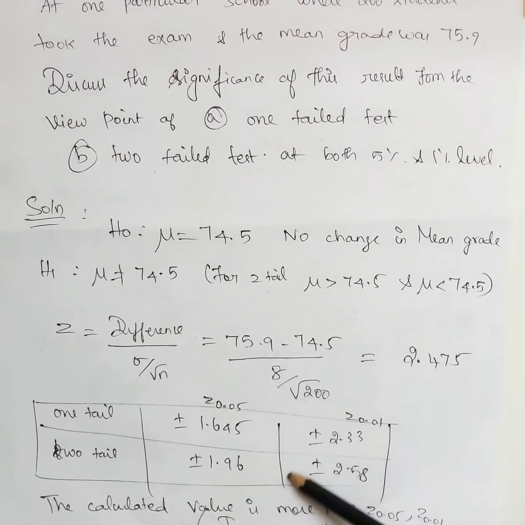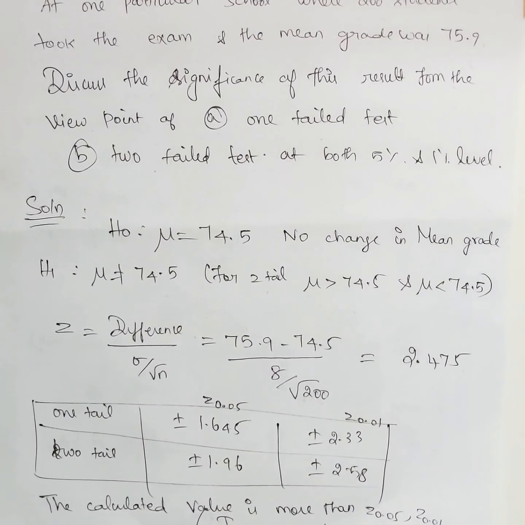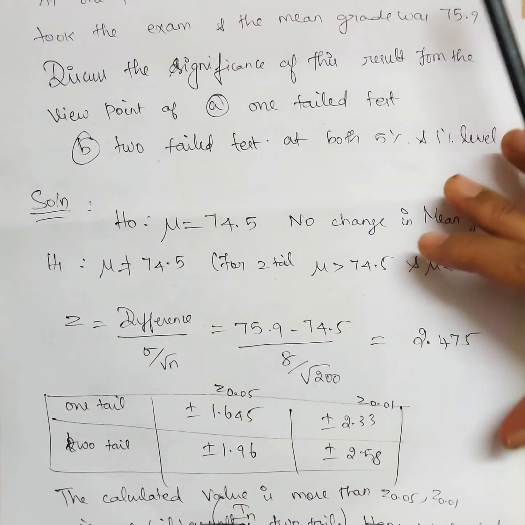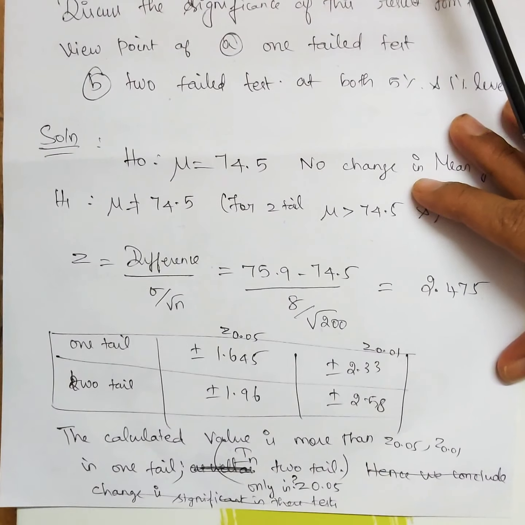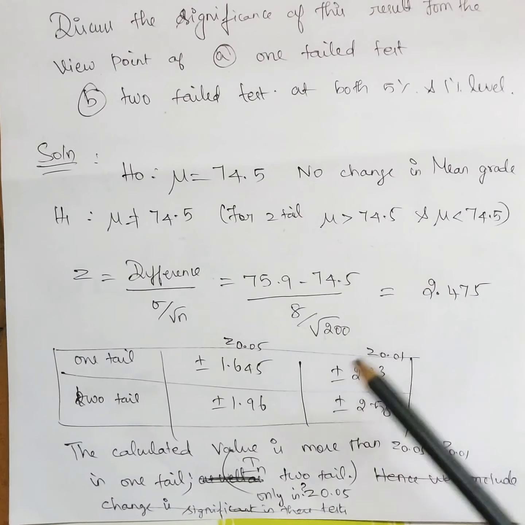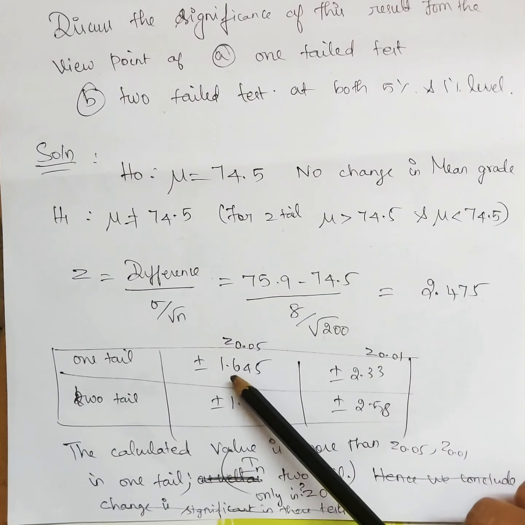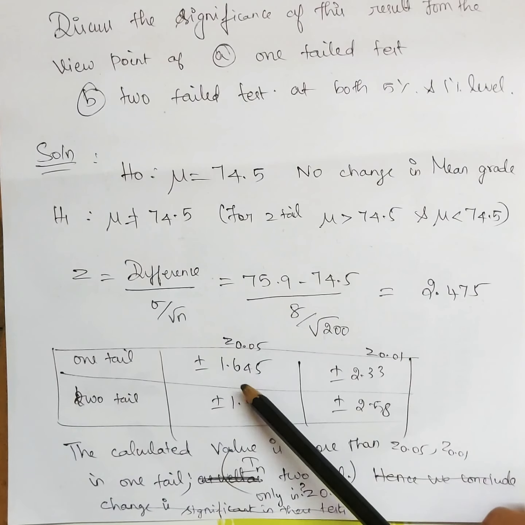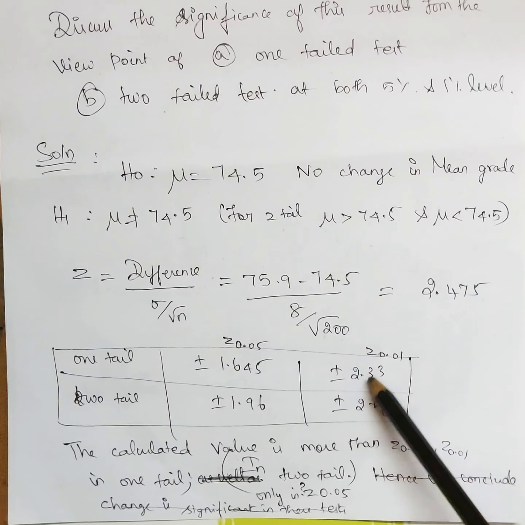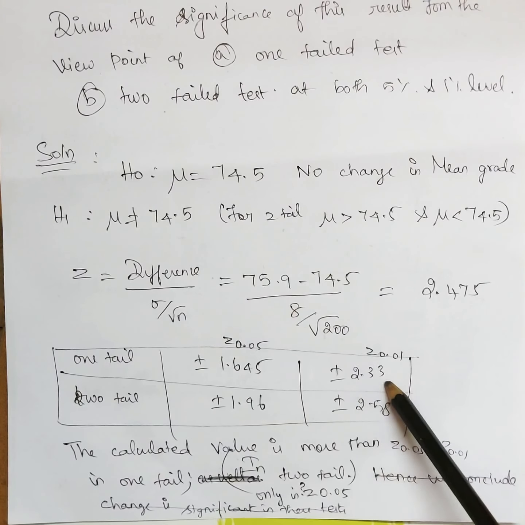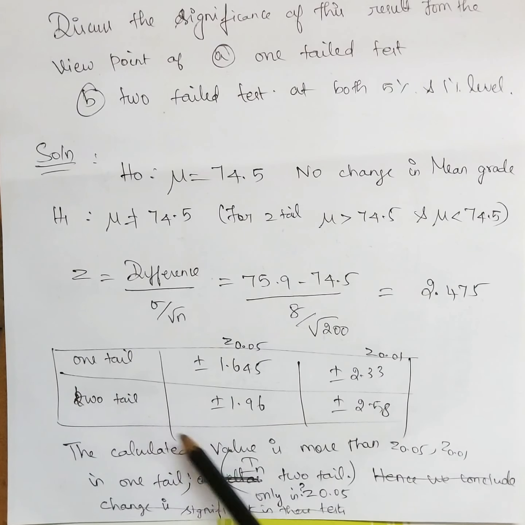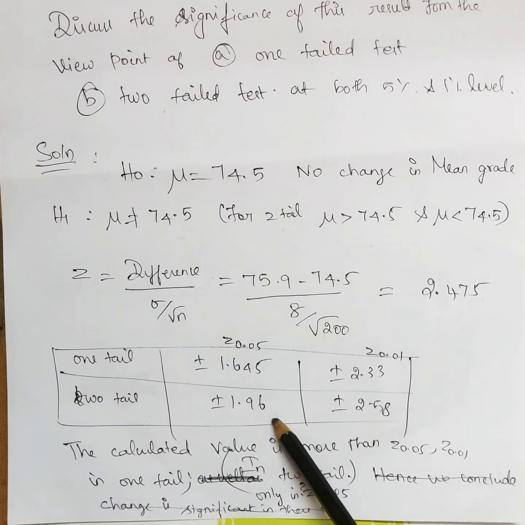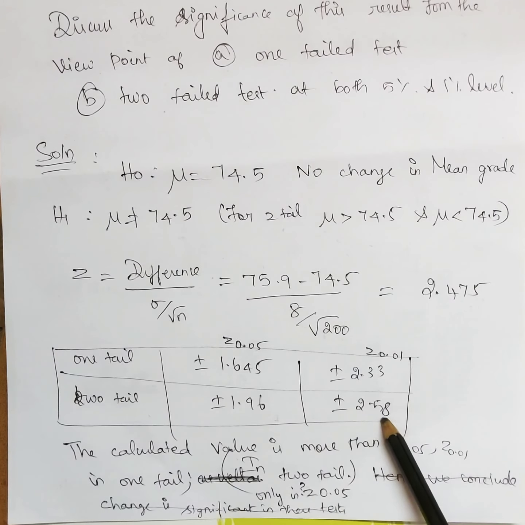So this is the tabular column that I gave in the first class, theory class, that I told you to memorize these values, if you remember. So this is the tabular column once again. For one tail test, 1.645 plus or minus at the 5% level, and at 0.01 significance level, that is 1% level, 2.33. For two tail, 1.96 plus or minus, and this is plus or minus 2.58. Okay, now we will check this.